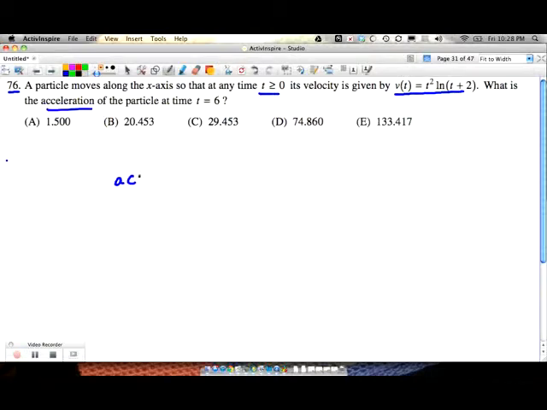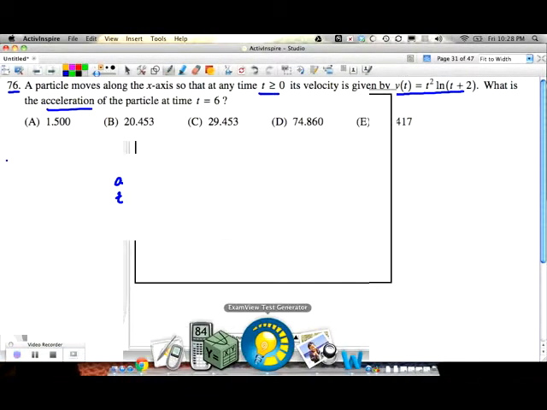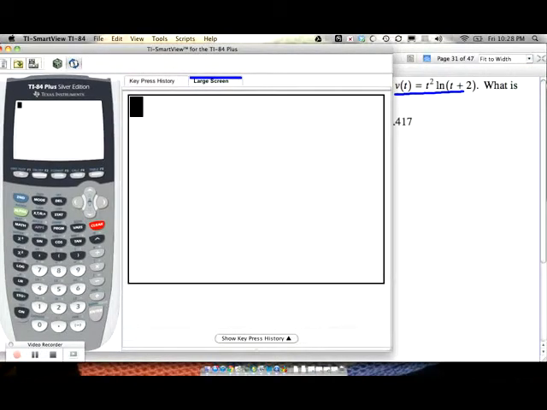Well, acceleration is really the derivative of velocity. So acceleration at time t equals 6 is really v prime of 6, or the slope at t equals 6. And so all we got to do is plug this into our calculator. We don't even actually have to take the derivative. You can calculate the derivative using your calculator at a specific point, like it is in this case.